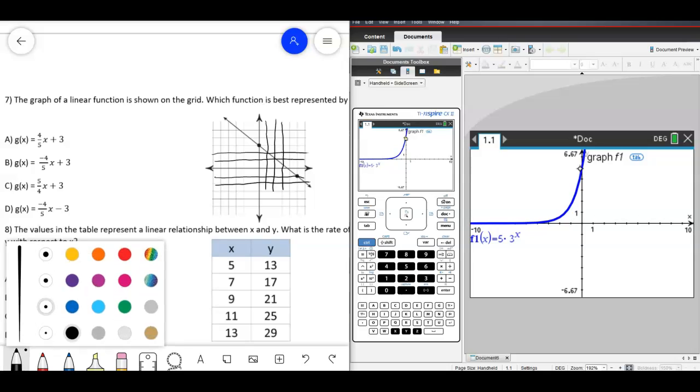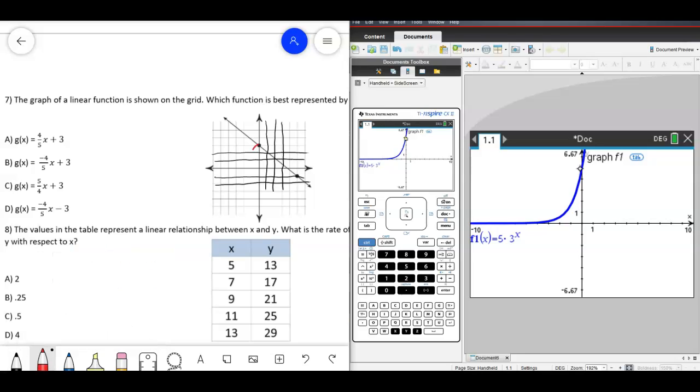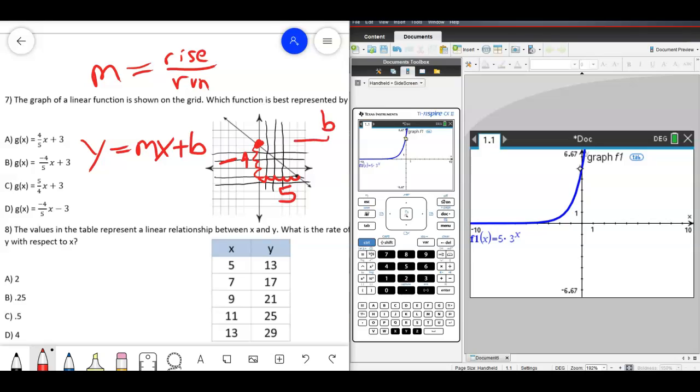So you want to find the rise over run. It rises 1, 2, 3, 4, down 4, and 1, 2, 3, 4, 5, positive 5. So m is rise over run, and down is negative. So we have our m, and then our b value right there. The b right there is 3.